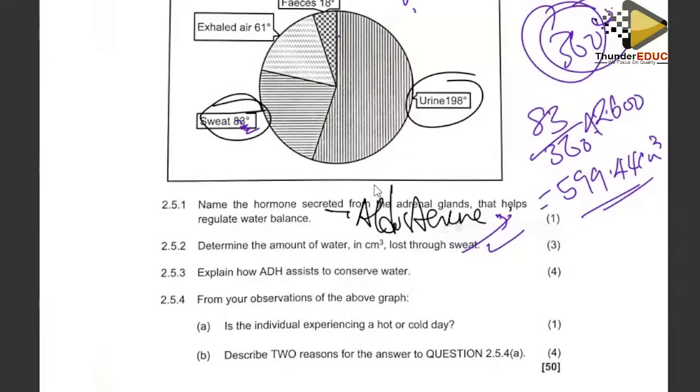So explain how ADH assists to conserve water, meaning that you're going to lose less water in the urine. You say that ADH is produced from the brain, which travels in the blood to the kidney. That is the nephron. The collecting duct and distal convoluted tube, use nephron because it's just one word. It is going to increase the permeability of this nephron, leading to more reabsorption.